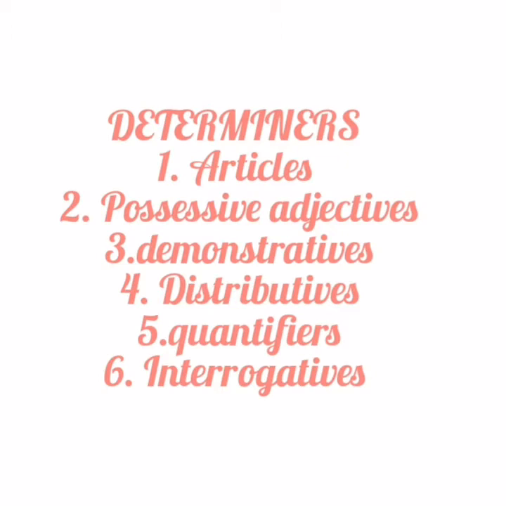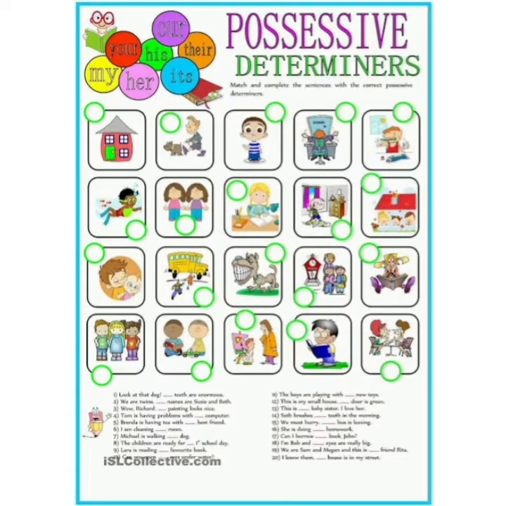So the first one is possessive determiners. Possessives are words that show ownership or a relationship between people or things. Possessive adjectives like my, her, your, his, its are also determiners. For example, Vivek's father sold his car 2 months ago.